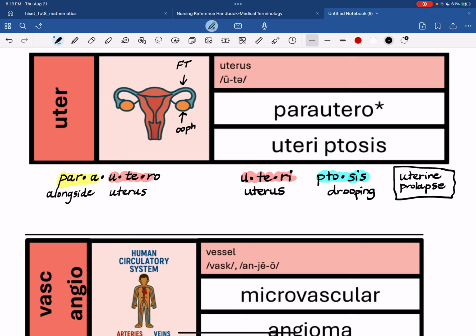Uterine prolapse can occur with age, natural childbirth, especially repeated childbirth, injuries to the pelvic floor, surgeries to the pelvic floor can cause uterine prolapse or uteritosis.